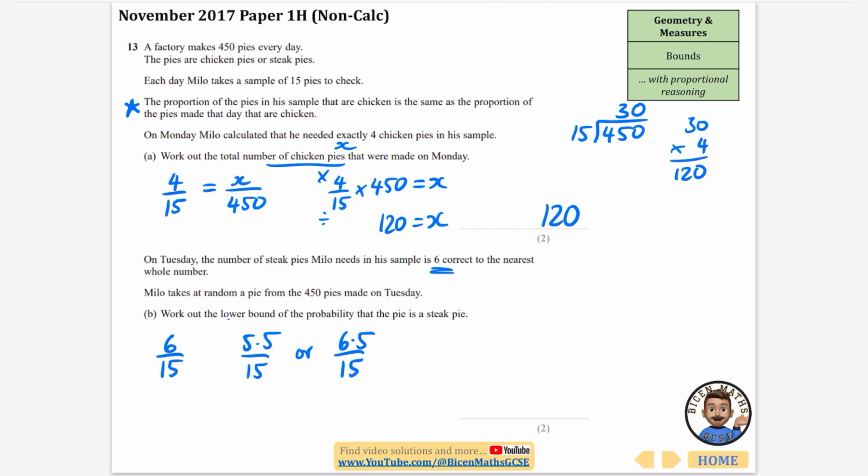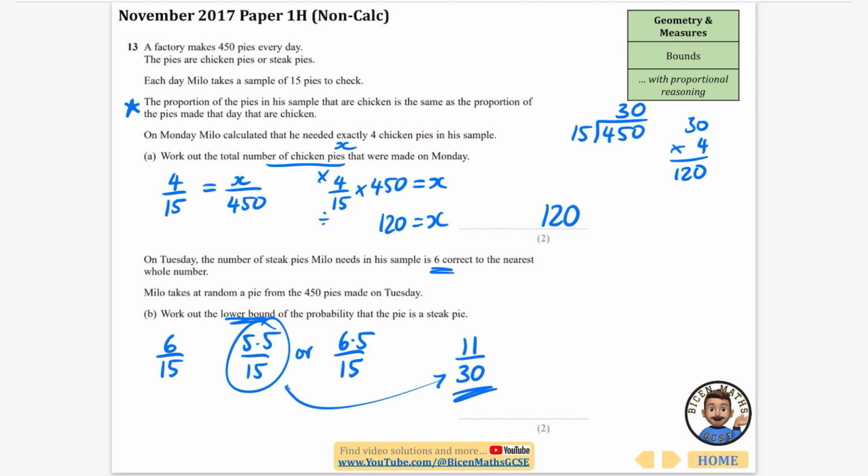Now, because we're looking for the lower bound, we're going to pick the 5.5 out of 15, and we're just going to make that become a probability, meaning a fraction that doesn't have a decimal. So I'm going to double the top so that I get 11, and I'm going to double the bottom so that I get 30. So this is going to be my lower bound of the probability. This would be the probability if it wasn't rounded, but this would be the lower bound because it's as small as it can possibly be.